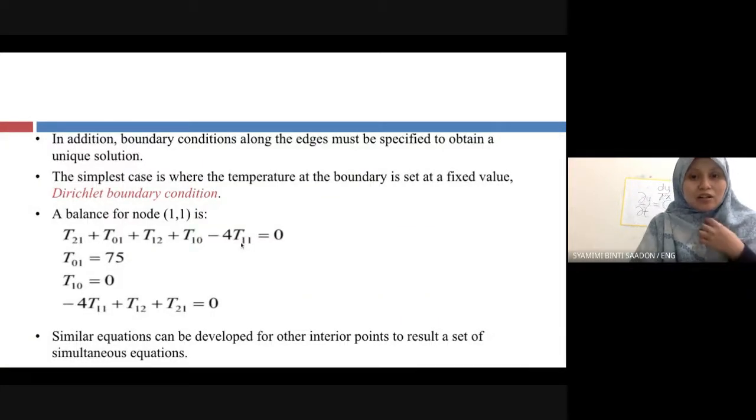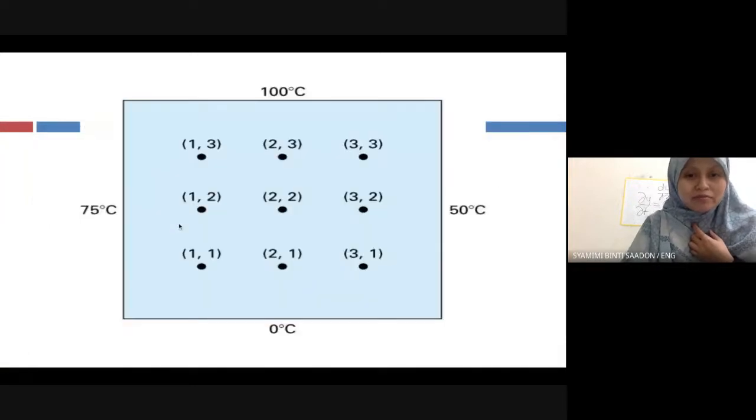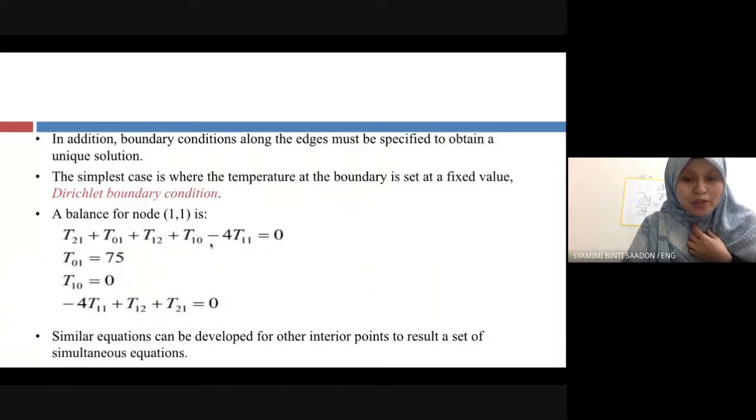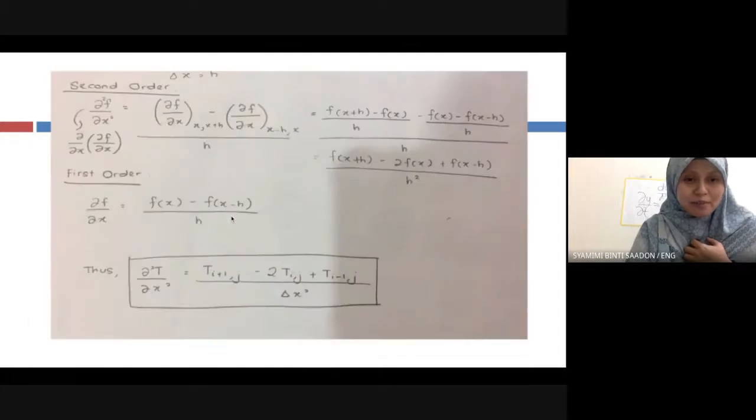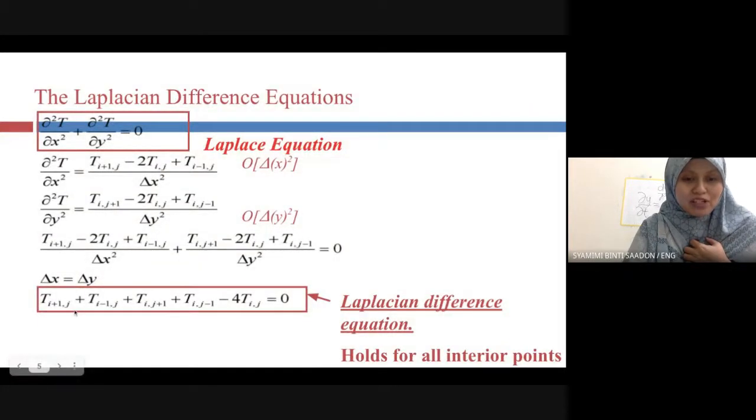In addition, boundary conditions along the edge must be specified to obtain a unique solution. So we have the boundary condition, a fixed value. For example, node 1 1, this one. For this node, we apply the Laplacian difference equation just now. What does the Laplacian say? It sets T i plus 1 j, T i minus 1 j. We try to do that.